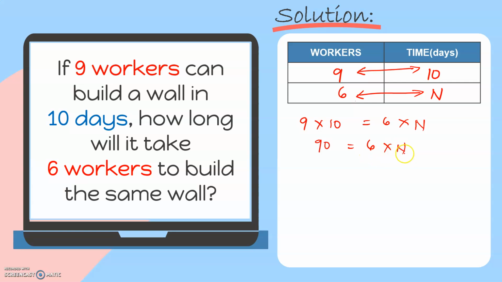And we'll have 6 times n. To find the value of n, we'll just simply divide 90 by 6. And this will give us 15. So the value of n is 15. So as you can see, since we decrease the number of workers, the number of days it will take them to finish the wall increased.